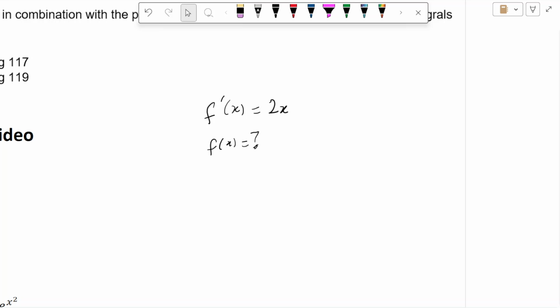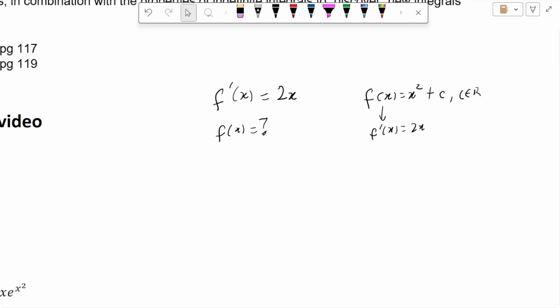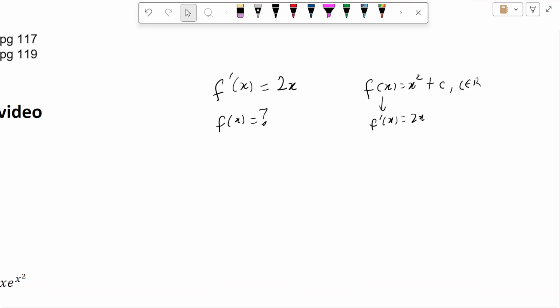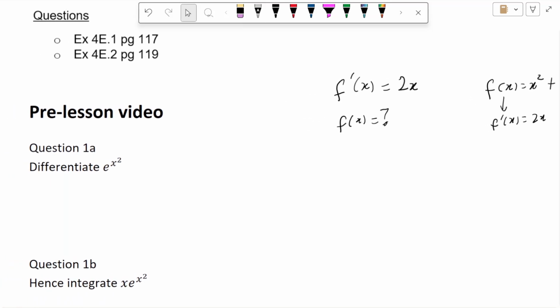We thought about it for a little while, and we thought maybe that original function was x squared, because the derivative of x squared is 2x. And in fact, it could have been x squared plus any constant. So that was an example of discovering an integral. You thought about what it could be, and then you checked.